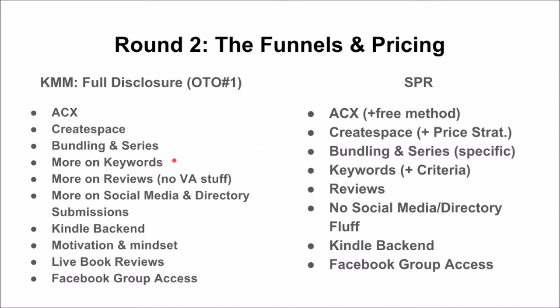All right, keywords. There's more on keywords with the OTO number 1. There's keywords here in SPR, right, in the front end, but there's a criteria. That's the main difference. I already covered that in round 1. There's a profitability criteria. When it comes to reviews, there's more on reviews with the OTO number 1, but there's still no virtual assistant stuff. So virtual assistants are used to gather reviews in the Kindle publishing industry.